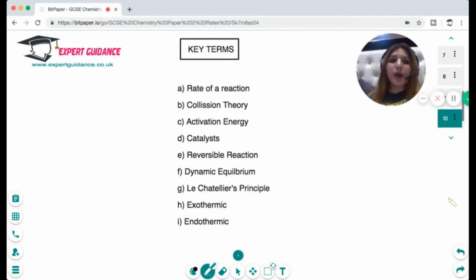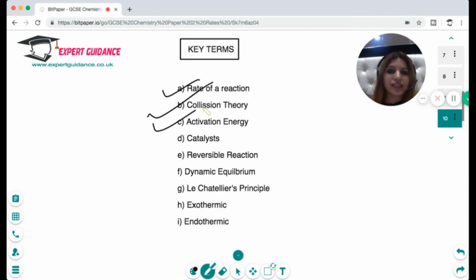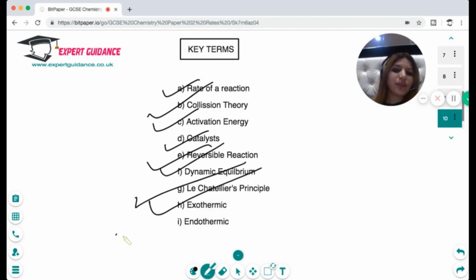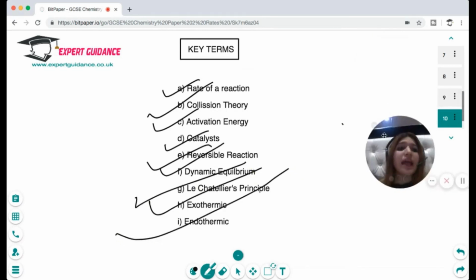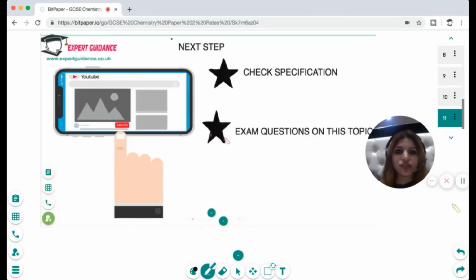Okay, so I hope all these effects on equilibrium and rates of reactions are clear to you. Now you should be able to define rate of reaction, collision theory, activation energy, catalyst, reversible reaction, dynamic equilibrium, Le Chatelier's principle, exothermic and endothermic. Okay, pause this video, have a go at these answers. If you still cannot answer them, go back, watch the video again. All these answers can be found on my website. The link is mentioned in the description box below.